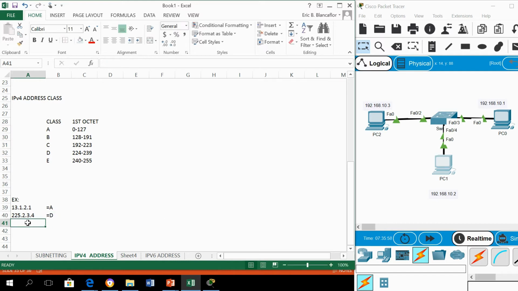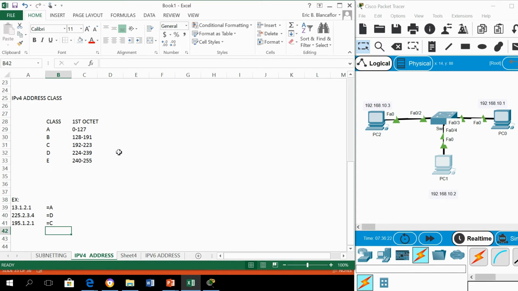So, let's say I have 195.1.2.1. What class is this? You have to look again at the first number, which is 195. And 195 is in the class C range, right? Oops, sorry, 195 is in the class C range. So that is a class C there.